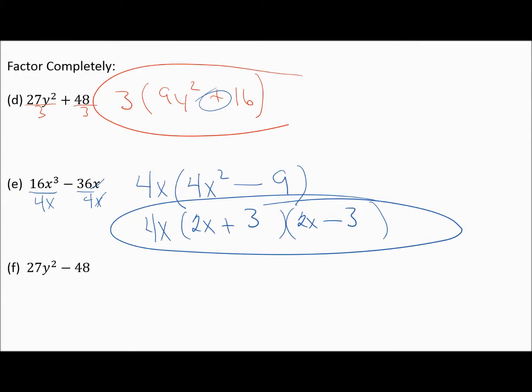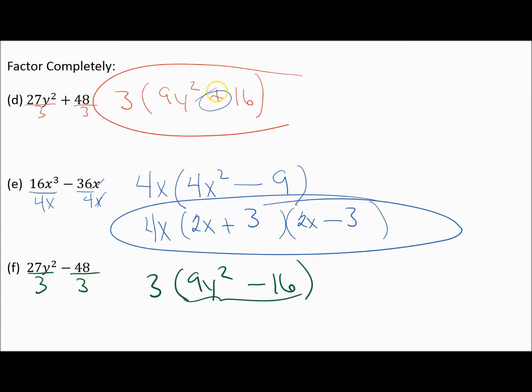All right, we have 12y squared minus 48. Now again, we have a binomial. Is there a greatest common factor? 3. Matter of fact, this looks almost just like D. So there's 3 that goes into both of them. So I divide this one by 3 and this one by 3. Don't forget to put the 3 out front. 3 goes into 27, 9, and the y squared remains. Minus 3 goes into 48, 16 times. Now I factor further. Okay, this is a difference of squares.